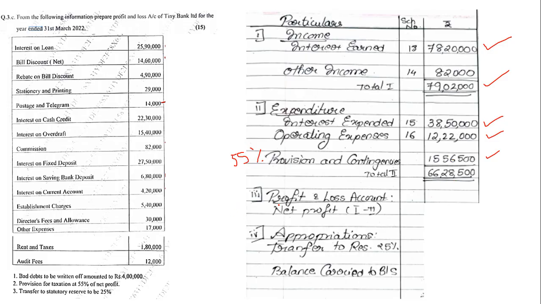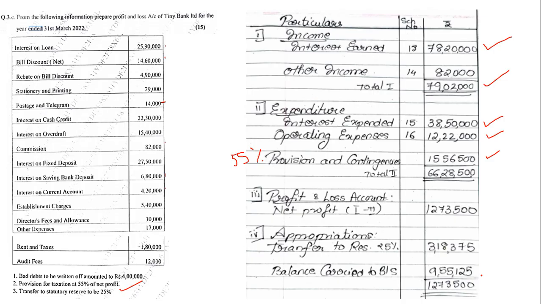Last, net profit, that is 1 minus 2, income minus expenditure, 79,02,000 minus 66,28,500. We get the value as 12,73,500. Last, in appropriation they said transfer to reserve 25%. So on this amount of 12,73,500 we take 25%, and the remaining goes to the balance sheet. So 3,18,375 was 25%. You subtract it from 12,73,500, and that was the balance which will get carried forward to the balance sheet.